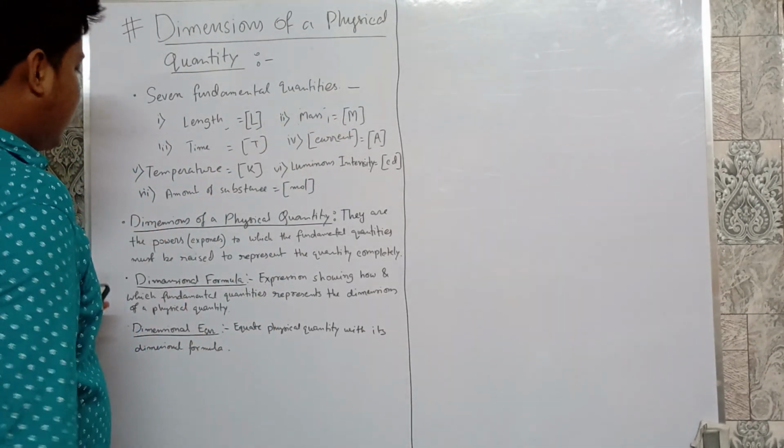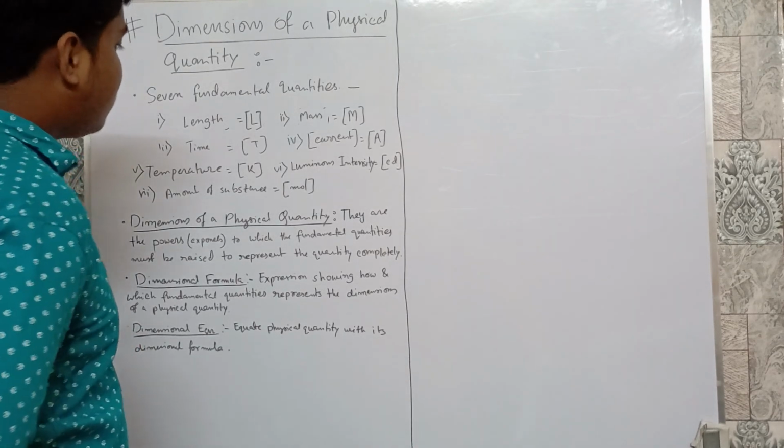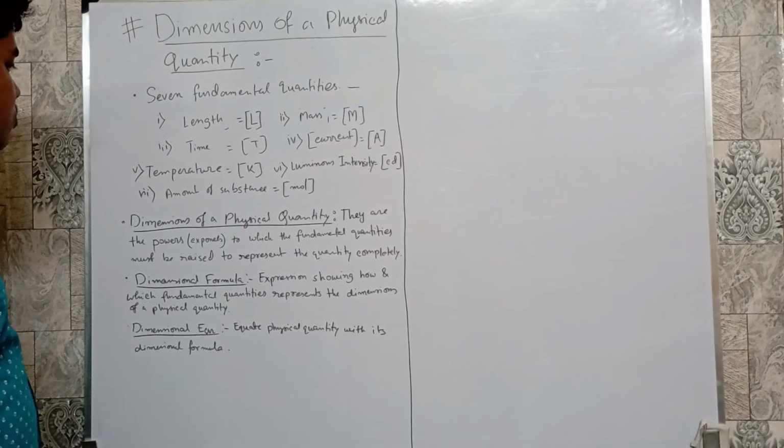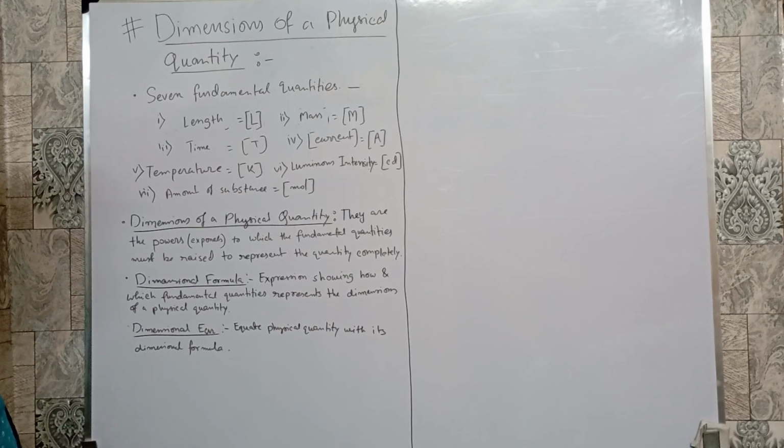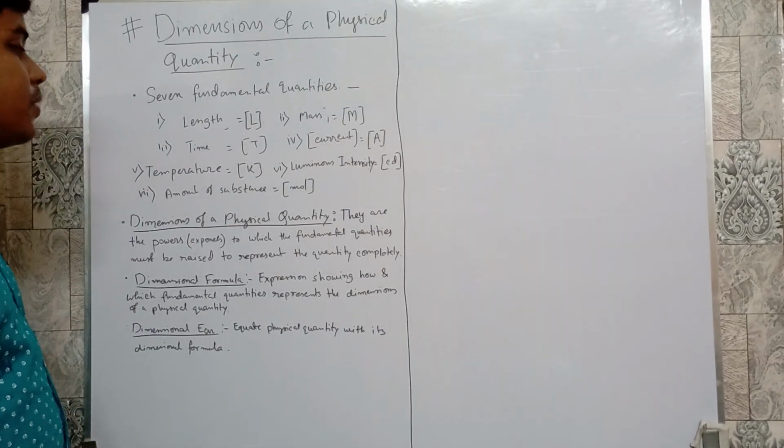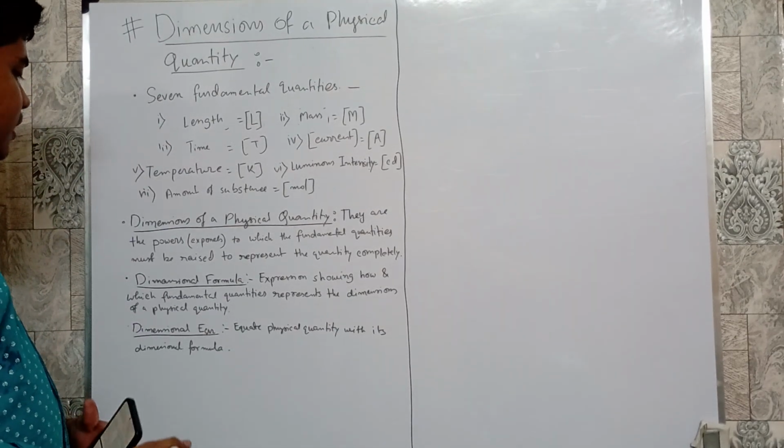Now the second thing is, what do we mean by the dimension of a physical quantity? The definition is that they are the powers or exponents to which the fundamental quantities must be raised to represent the quantity completely. What do we mean by that?